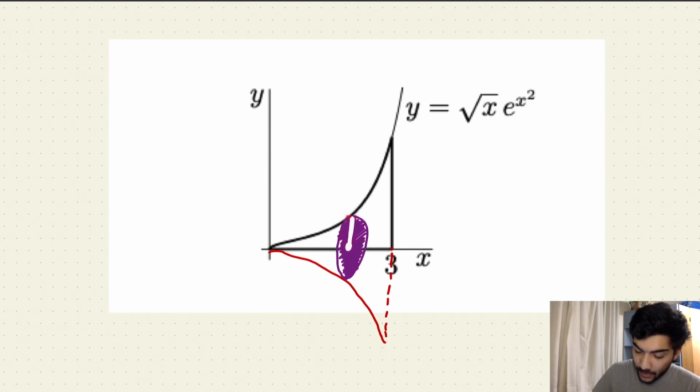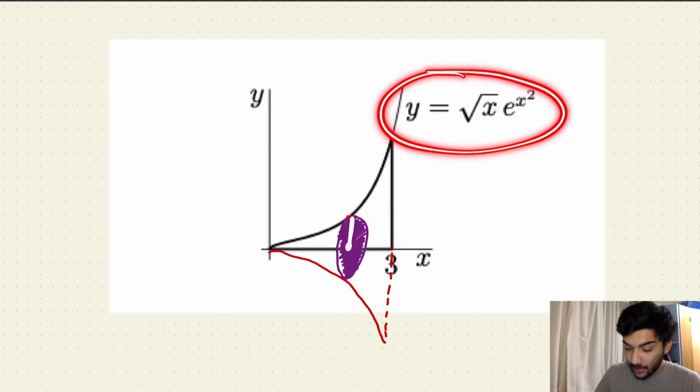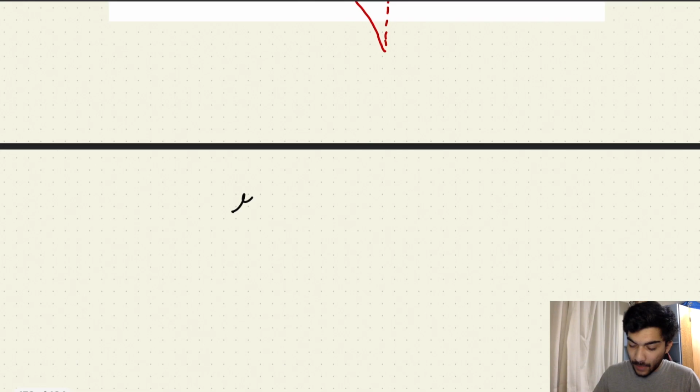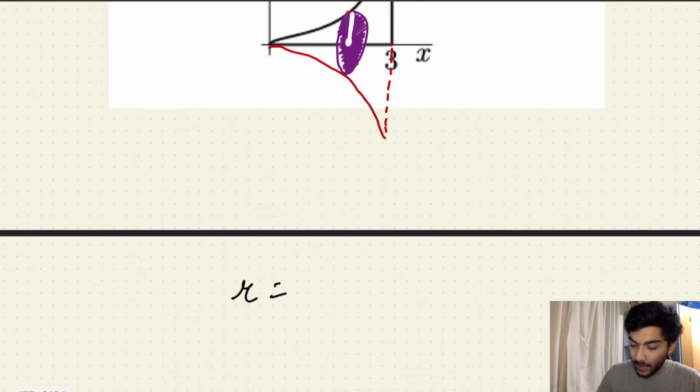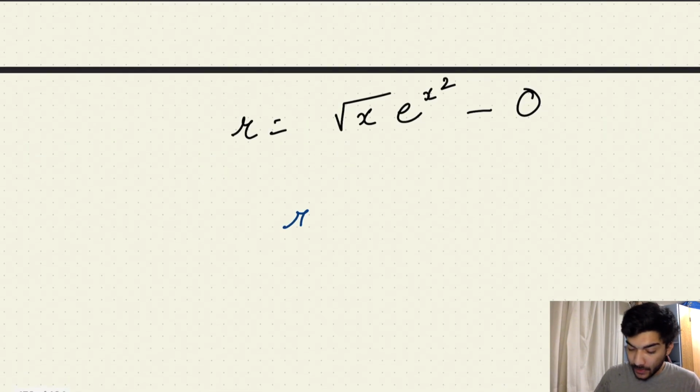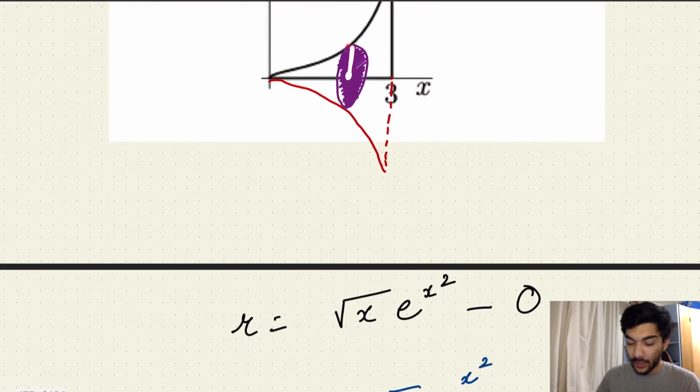So to calculate the radius, we subtract the lower y value from the upper y value, right? The upper y value is based on this curve and the lower y value is y equals 0. So my radius would be the upper y value, which is root x times e to the power x squared, minus the lower y value, 0. Simplifying, our radius is basically root x times e to the power x squared.